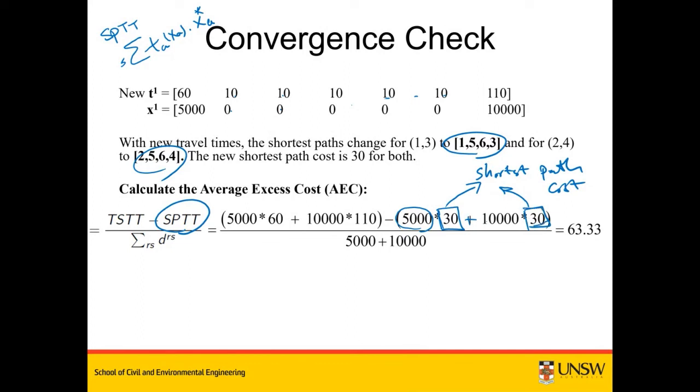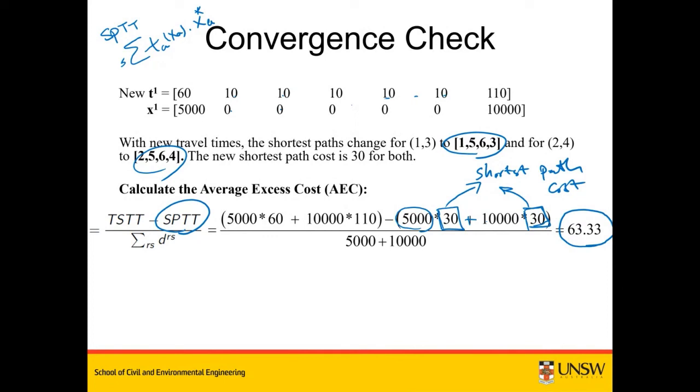And then if you calculate this AEC, if you calculate this ratio, you get a relatively large number. You remember we said at the equilibrium AEC is equal to 0. But this is very far from 0. That means we should continue another iteration. So let's calculate another iteration. We recalculate SPTT in another iteration as well.